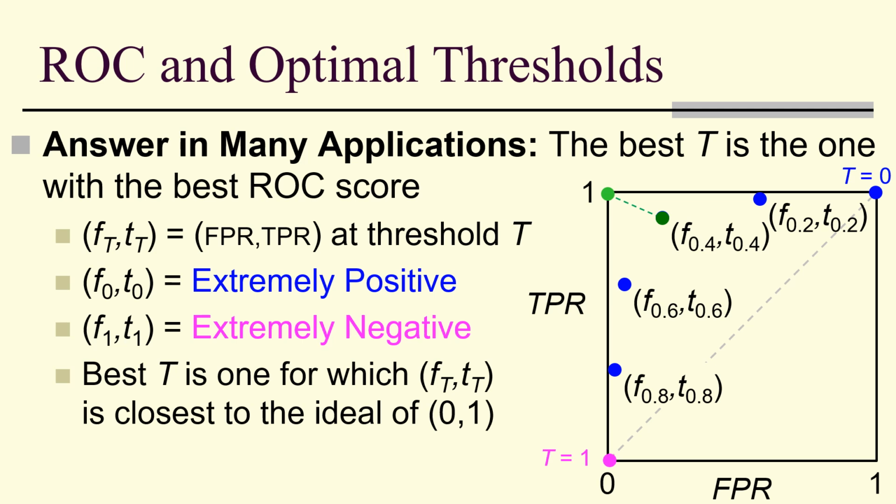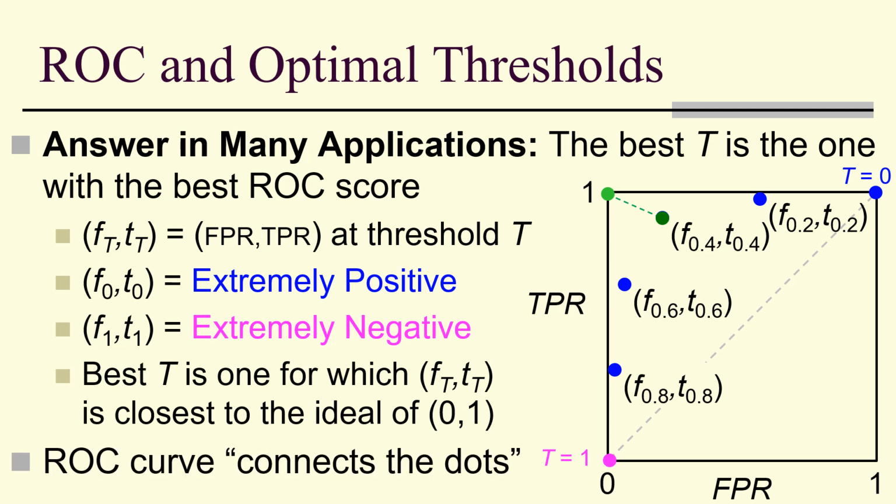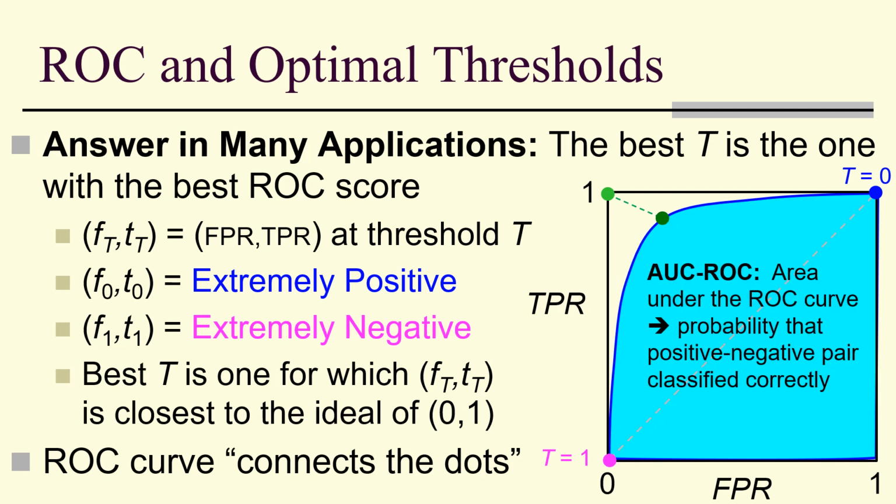The best t is the one that's closest to the ideal point. And usually we connect the dots with a curve that's parameterized by the thresholds. And then we can look at the area under this curve, and once again, it's the area under the receiver operating characteristic, the ROC curve. Therefore, it's the probability that a positive-negative pair is classified correctly.